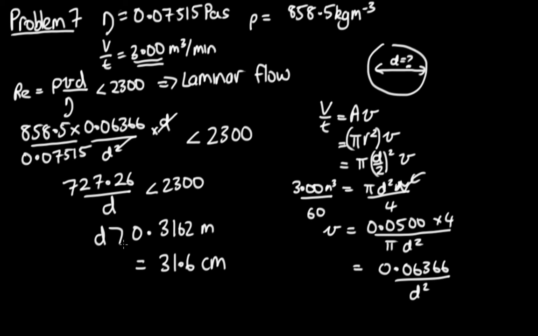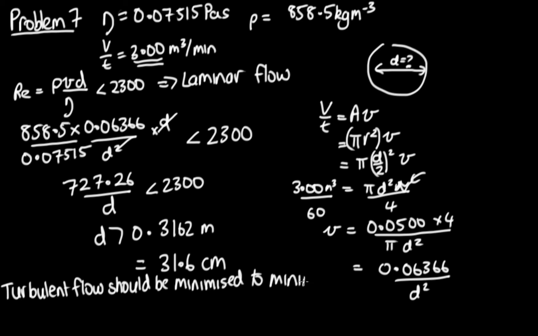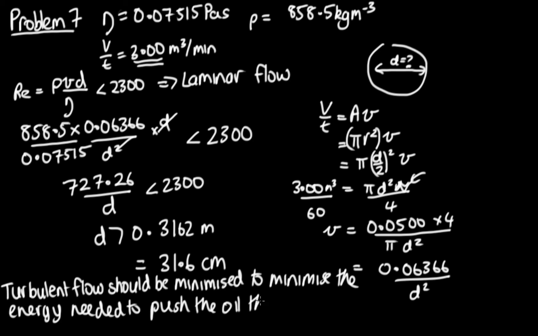And then the question goes on, why is turbulent flow undesirable? Well, we want to minimize turbulent flow because it requires more energy to push the oil through the pipes when we have turbulent flow. So turbulent flow should be minimized to minimize the energy needed to push the oil through the pipes.